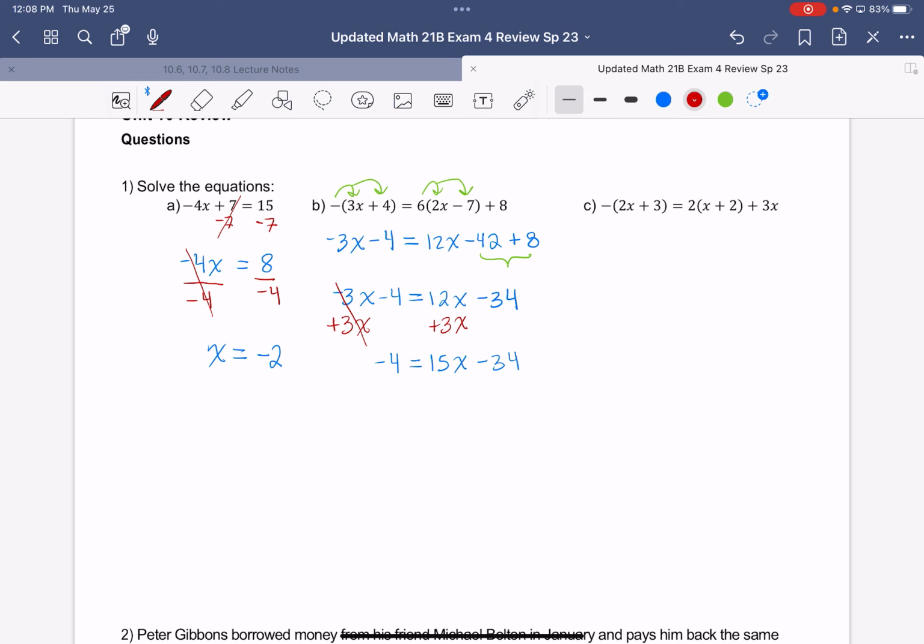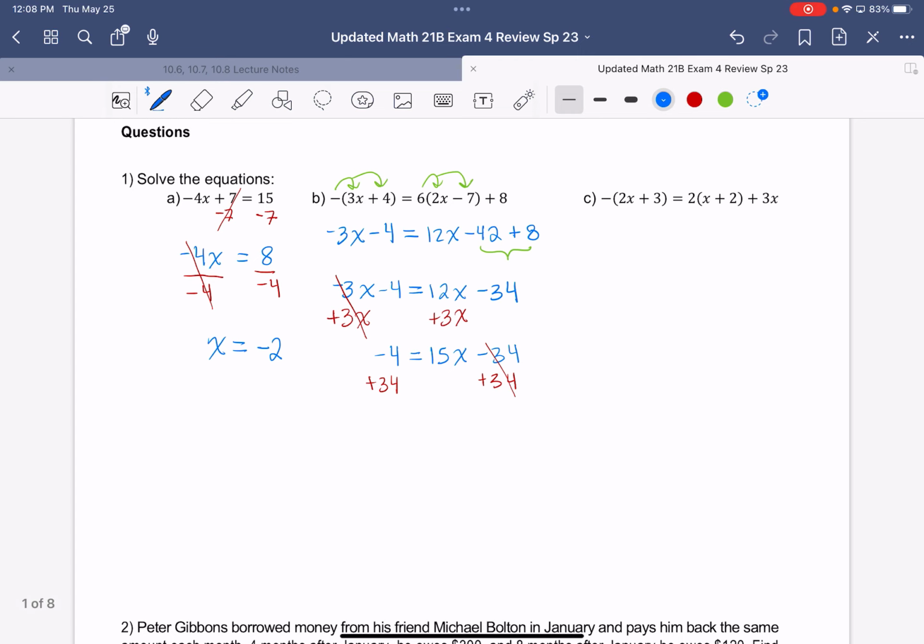Now, to get x alone, I first need to add 34 to both sides of the equation. That way on the right-hand side, those 34's cancel. Negative 4 plus 34 is 30 equals the 15x comes down.